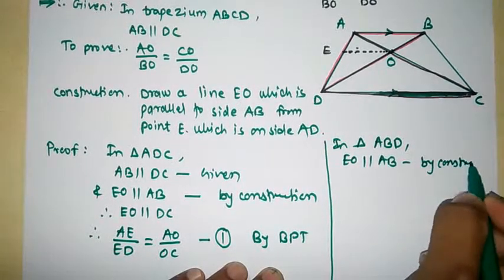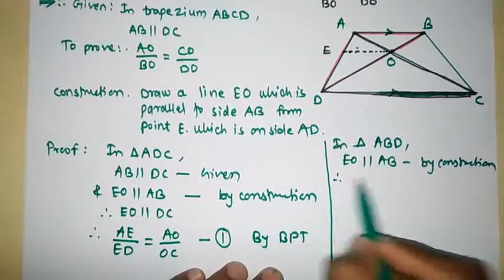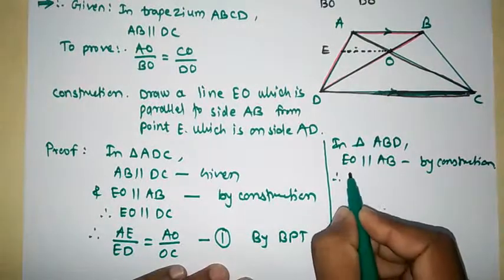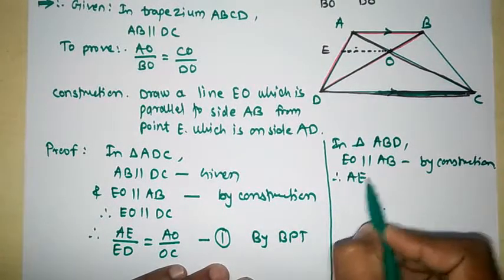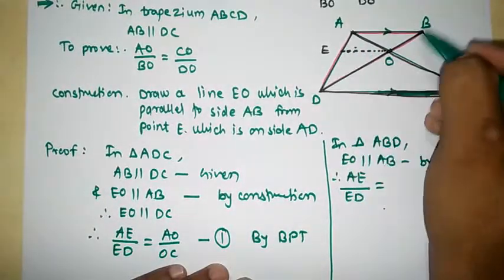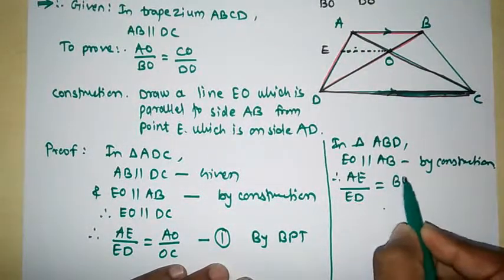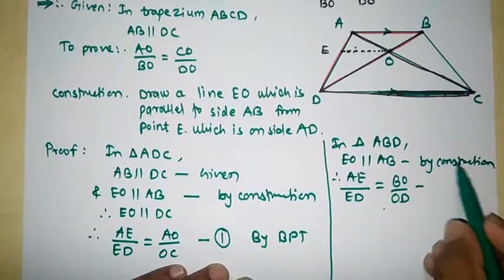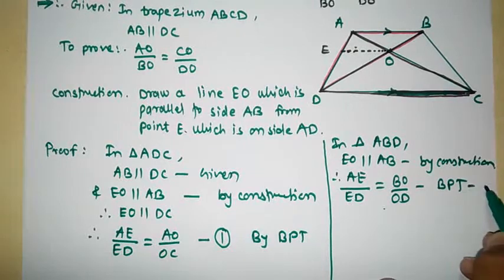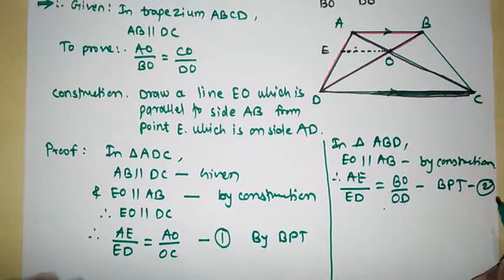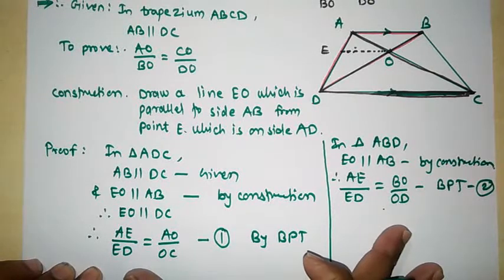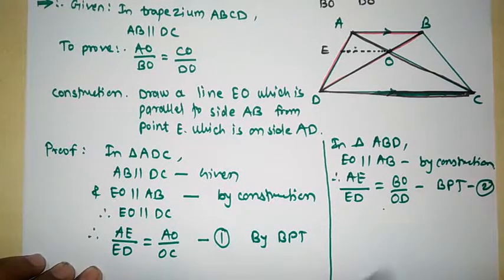Construction से हमने parallel निकाला है, by construction. Therefore AE divided by ED is equal to BO divided by OD. What is the reason? By BPT theorem. Mark it as equation number 2. Now see here, from equation 1 and 2, observe LHS are the same. Therefore RHS must be equal.